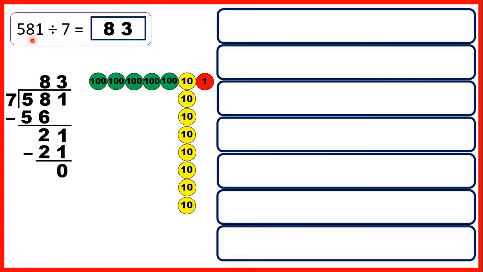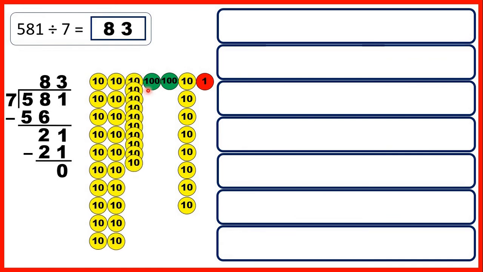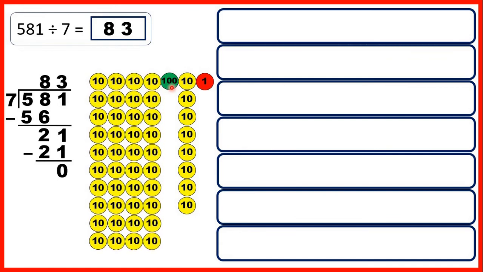Then we had 581, so 5 hundreds, 8 tens and 1 one, and we were dividing by 7, so we can share these counters out into 7 groups. We took the first 2 digits together, and we can do that because 5 hundreds and 8 tens is the same as 58 tens, because we can exchange each of our 100 counters for 10 tens. And when we do that, that gives us 50 extra tens, so we have 58 tens altogether.